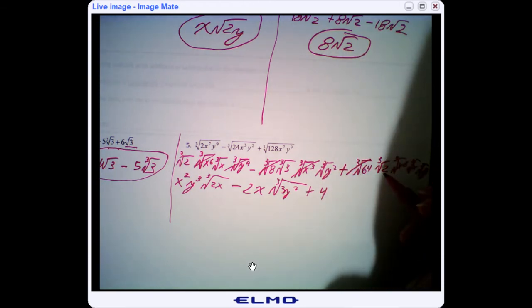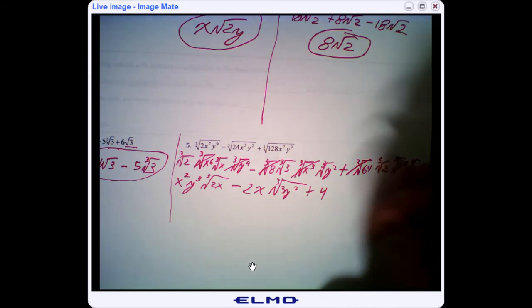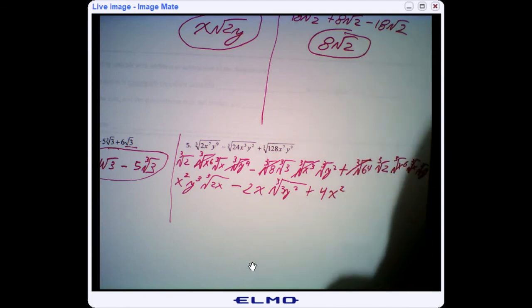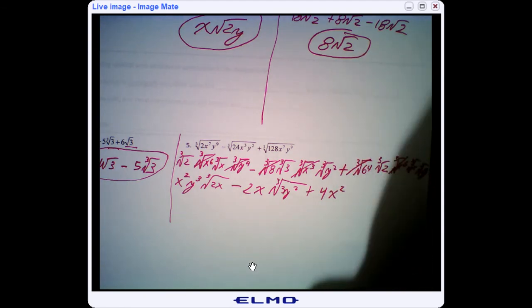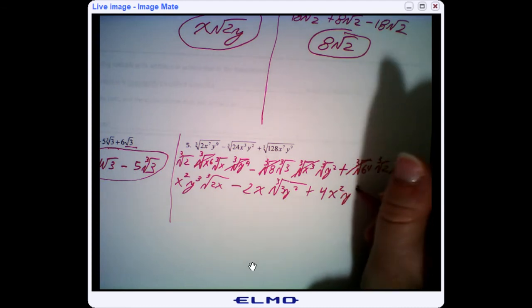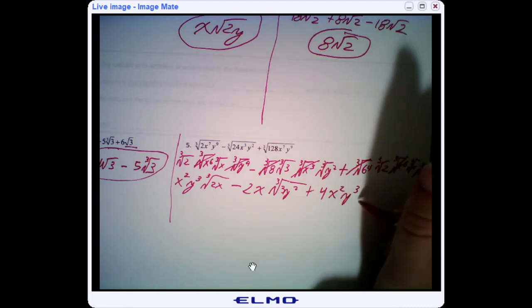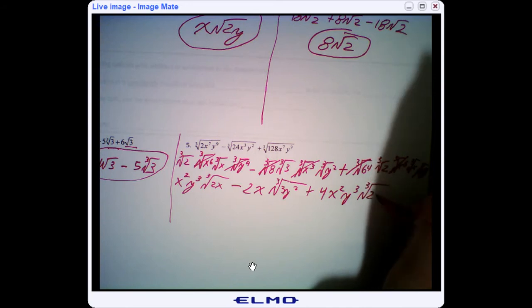Cube root of 2, can't do. Cube root of x to the 6: 6 divided by 3 is 2, so that's x squared. Can't do cube root of x. Cube root of y to the 9th: 9 divided by 3 is 3, so we get y cubed. And then we're left with the cube root of 2x.